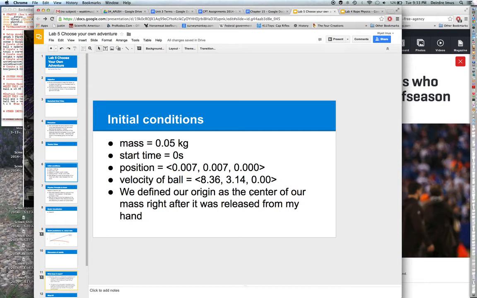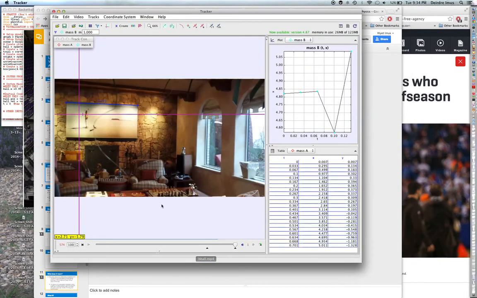Not just in the x and y axis, in fact, in the z axis when it was thrown, and it probably did. Anyway, the velocity of the ball was 8.36 in the x-axis, 3.14 in the y-axis, and 0.00 in the z-axis. We defined our origin as the center of our mass right after it was released from my hand in Tracker.